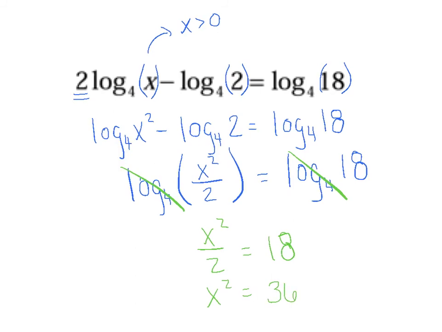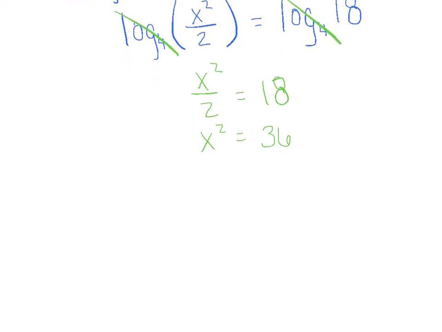Now, as I take the square root of both sides, I'm actually getting two solutions. As I take the square root of 36, I'm getting both positive and negative 6. However, if you go back and look at your restricted domains, we said that x has to be greater than 0. So we'll reject the negative 6, and positive 6 is my one and only solution.